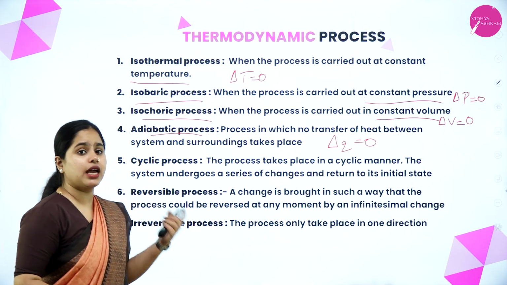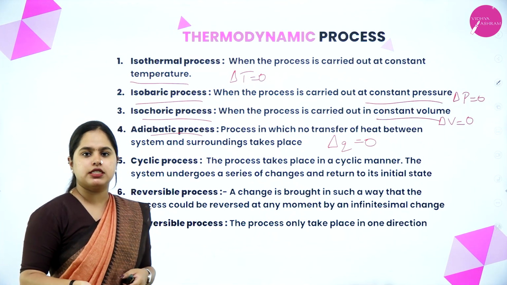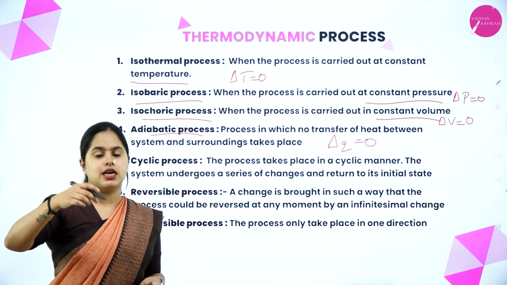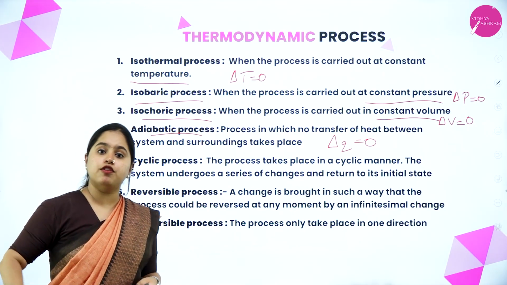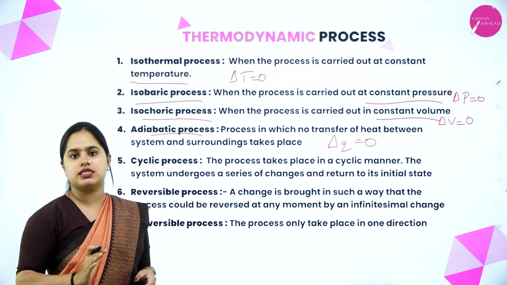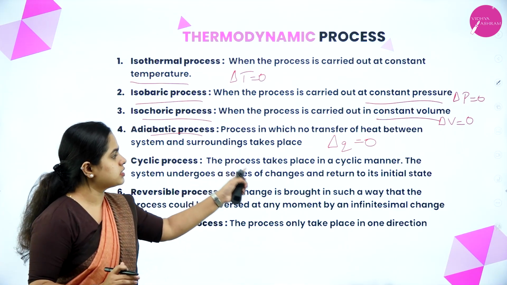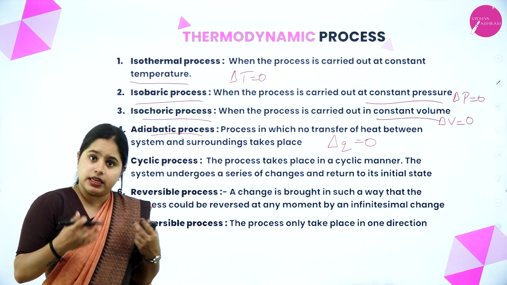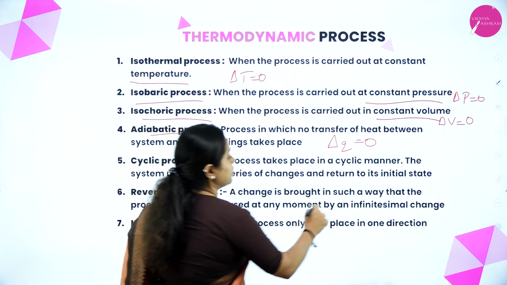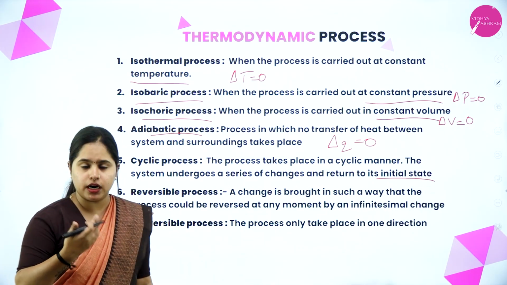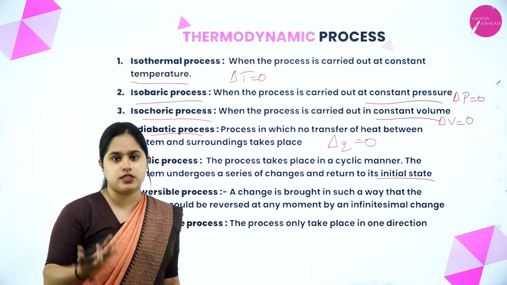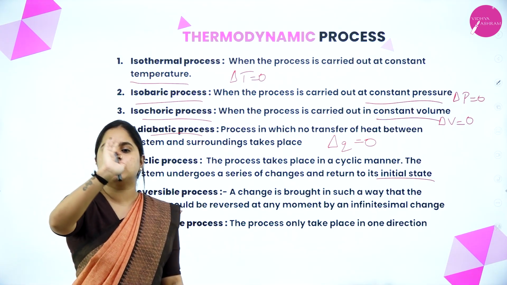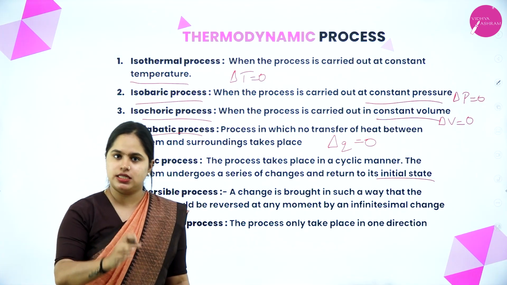Now coming to cyclic processes. From the name itself, you can say cyclic processes. The processes take place and finally come back to the initial state itself. The processes take place in a cyclic manner. The system undergoes a series of changes and returns to its initial state. It undergoes chemical reactions and many changes happen to it, but finally it will reach its initial state itself.